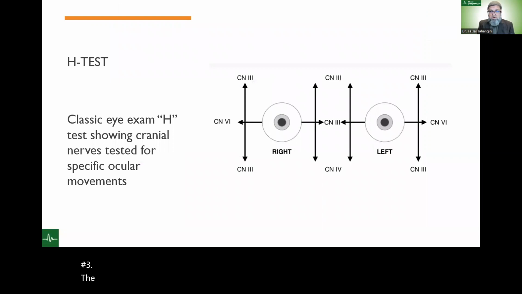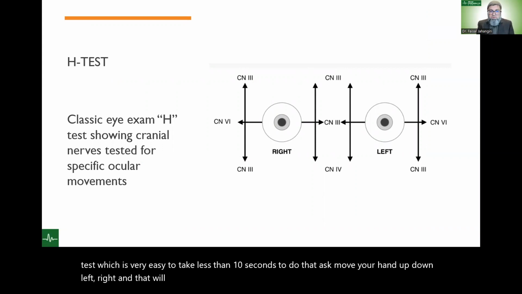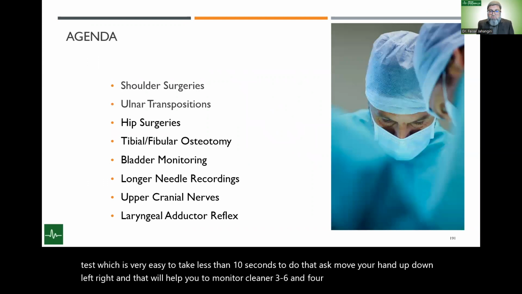The clinical tests, I'm not going into detail about, but the classic eye exam is the H test, which is very easy. It takes less than 10 seconds to do. Move your hand up, down, left, right, and that will help you to monitor cranial 3, 6, and 4 for the left side and right side.